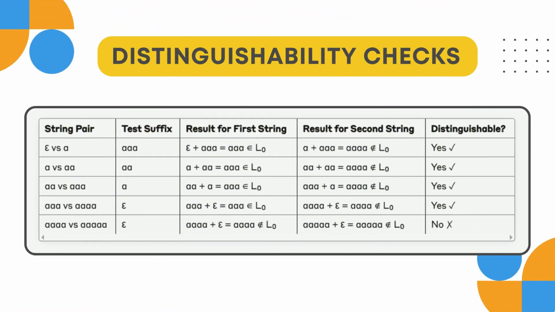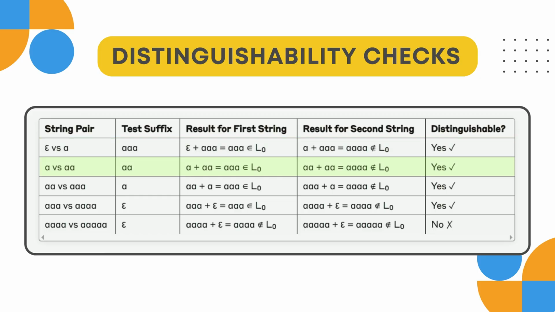Let's now check if pairs of strings are distinguishable with respect to our language. In the first row, we're comparing the empty string with the string A. We test both by appending the suffix AAA: the empty string plus AAA is equal to AAA, which is in the language L sub 0. Then A plus AAA is equal to A to the 4th, which is not in L sub 0. Since one result is in the language and the other is not, they are distinguishable.